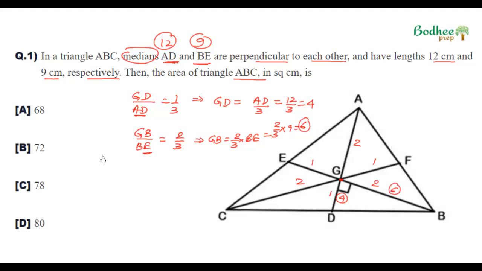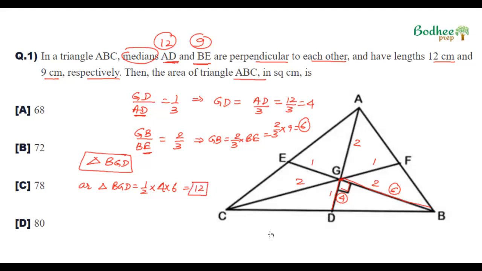Now if you focus on the triangle BGD, we see that this is a right angle triangle. If I consider this as the perpendicular, this length is 6, and if I consider this as the base, then the length is 4. So clearly the area of this triangle BGD will be equal to half base into height. On calculation, we'll be getting it as 12.